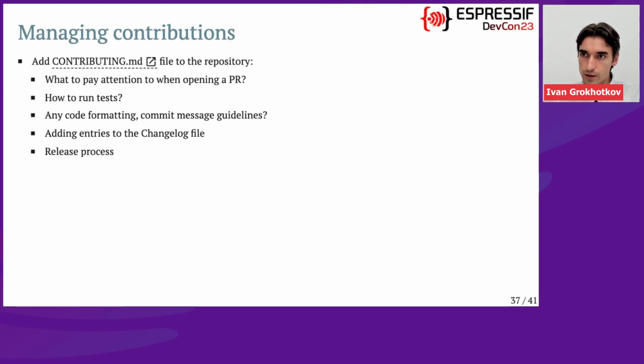So finally, let's take a look at things we can do to streamline contributions and help contributors bring useful changes to your repository. I would recommend adding a contributing.md file to the repository, where you specify your expectations for other contributors, and you can also use this file to keep some notes about how the development of the component should be happening. So is there anything specific that needs to be paid attention to when opening the pull request? How do we run test cases? Are there any code formatting or commit message guidelines? What's going to be the release process, and so on?